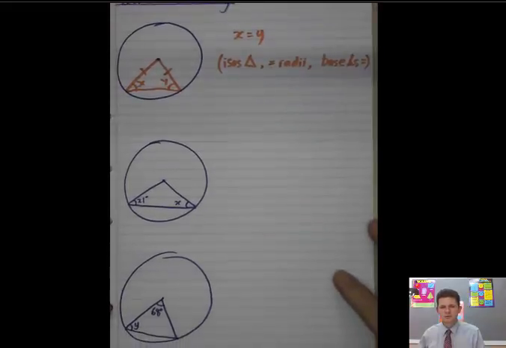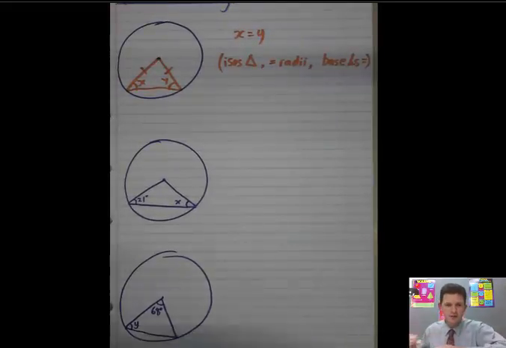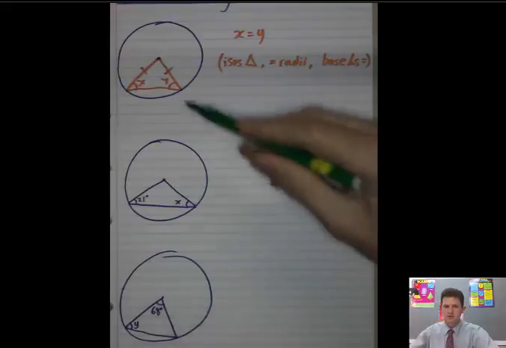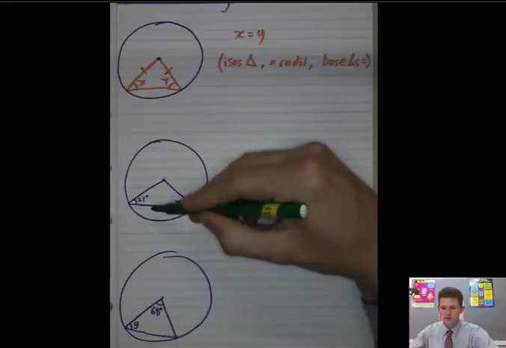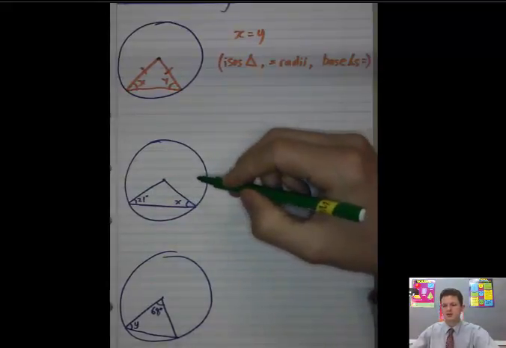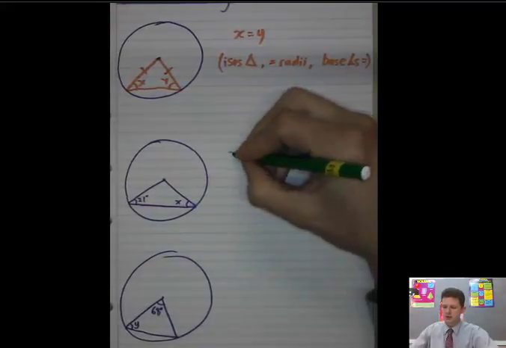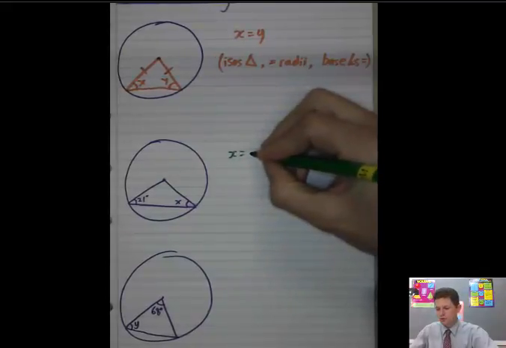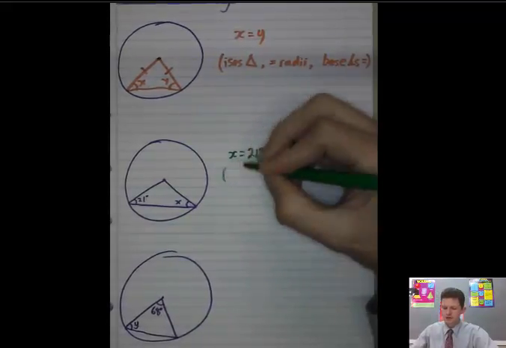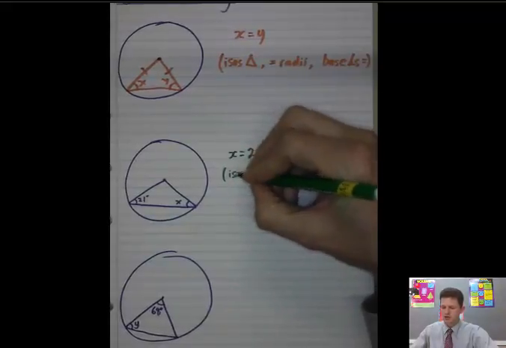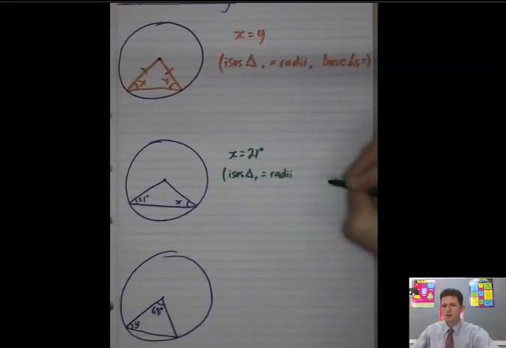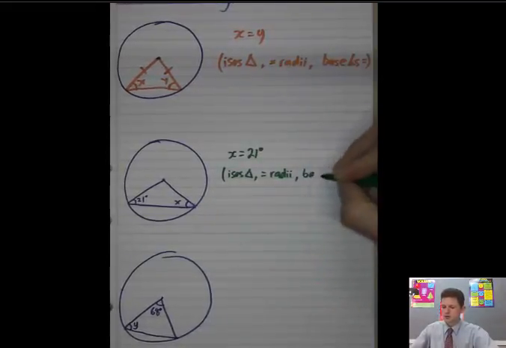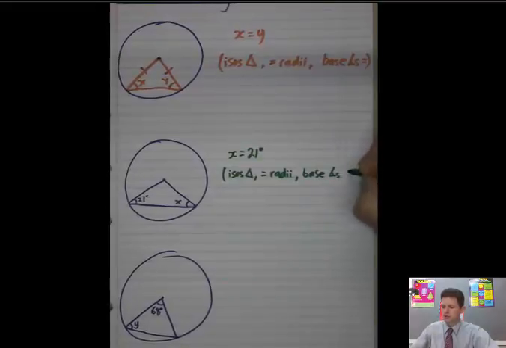I've got two examples prepared for you, so we'll work our way through these. This first one is very similar to what we see up here. We've got an angle marked X, we've got an angle marked 21 degrees, and we can use this exact argument here. So we would say that X is equal to 21 degrees, and our reason: it's an isosceles triangle. We know it's isosceles because of the two equal radii, and because it's an isosceles triangle, base angles are equal.